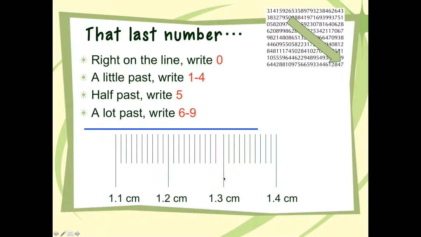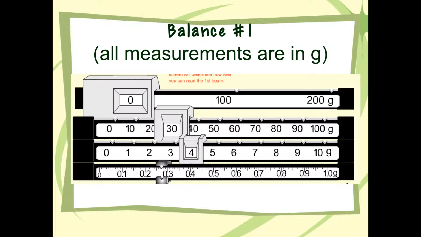So right on the line that you can read would be 0. A little bit past is 1 through 4. Half past would be 5. A lot past would be a higher number. So again, that's imagining that these were imaginary lines that you are putting in between the numbers you can actually read on your ruler or graduated cylinder or whatever it is. All right, so let's practice this a little bit.